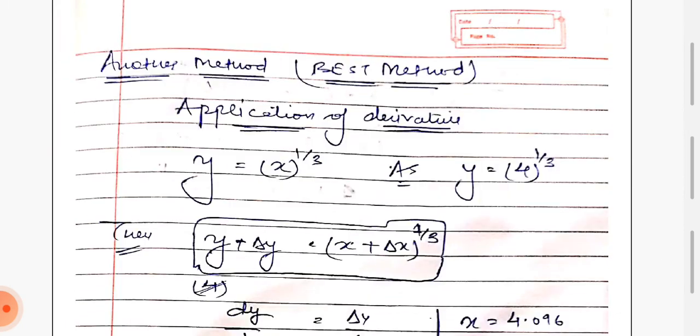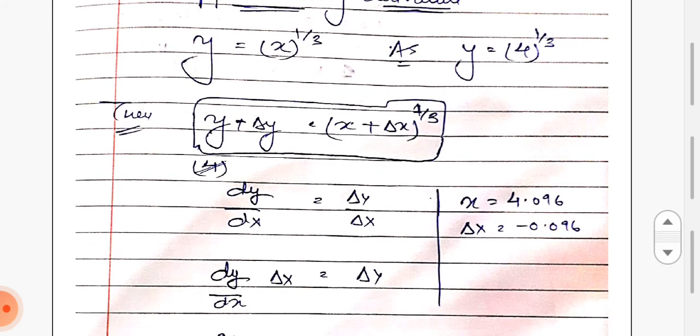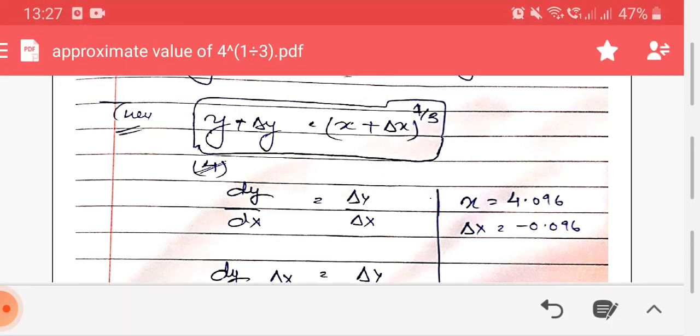The next method, which is according to me the best method, is the application of derivatives. In this case you have to look for the general equation. Here I'm looking for 4.096 to the power 1 by 3, so it comes out as y equal to x to the power 1 by 3, where x is basically 4. Then y plus delta y comes out to be (x plus delta x) to the power 1 by 3. All you need to do is look for x, delta x, y and delta y. The basic rule for this is something you have already done in the application of derivatives in the class 12 syllabus.